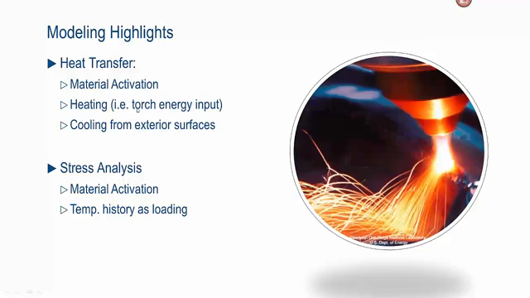In both, there is material activation that takes place. But in the heat transfer analysis, of course, we have to model the torch energy input. So we have the Goldak double ellipsoid model implemented as a special subroutine in this version of the plugin. Also in the heat transfer model, there is film and radiative cooling from the evolving surfaces as well as the original exterior surfaces of the part or assembly that is being welded. In the stress analysis, of course, you prescribe the temperature history as loading, and that temperature comes from the heat transfer results.